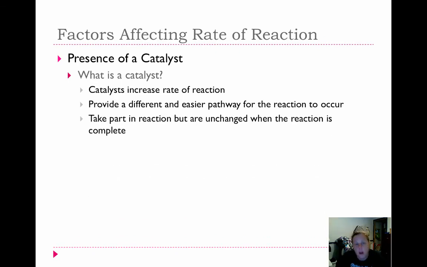So it takes part in the reaction in that it enhances the reaction occurring. It decreases the length of time it takes, so it increases the rate of the reaction, but it is left behind. It does not actually react within that substance, so you still have the catalyst remaining at the end. So you start with a catalyst and you end with that same catalyst still there, so it doesn't get involved in the actual reaction.